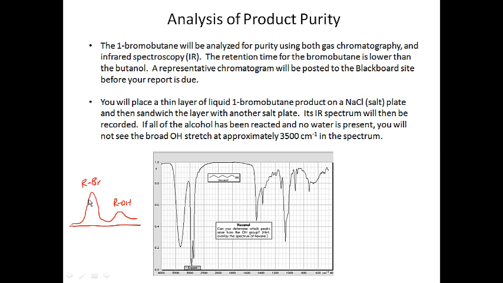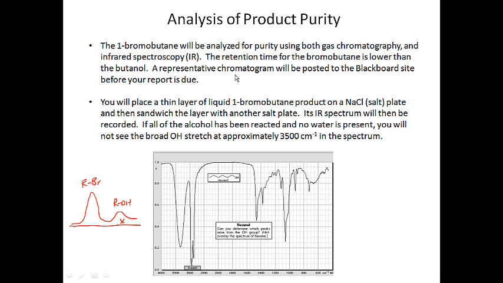And so we should see just the alkyl bromide, the butyl bromide peak, and we shouldn't see any alcohol in our product. We also shouldn't see any water or any indication of moisture. Where the alcohol will show up, I won't know until the instrument is set up and running. Then we'll inject some pure alcohol to note its retention time, and a sample chromatogram will be on the Blackboard site, probably after the first couple of chromatograms have been run. So that's our first test of purity.